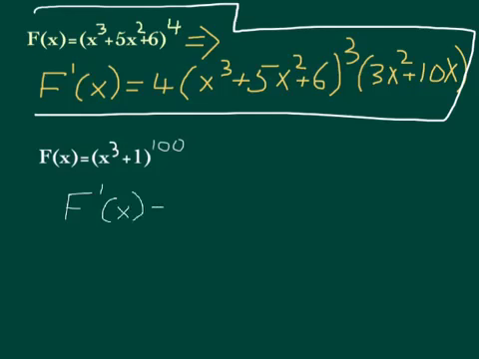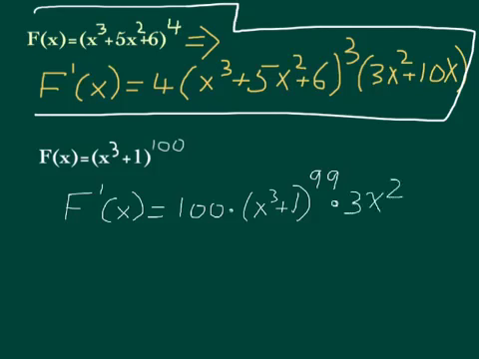So, my derivative is 100 multiplied by (x cubed plus 1) to the power of 99, multiplied by 3x squared. Simplify that a little bit. That will be 300x squared (x cubed plus 1) to the power of 99. Okay, not too difficult.